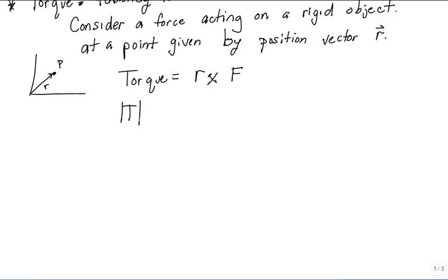And also, you could say that that is the magnitude of r cross F, which in a property we said was the magnitude of r times the magnitude of F times sine theta, the angle between the two vectors.